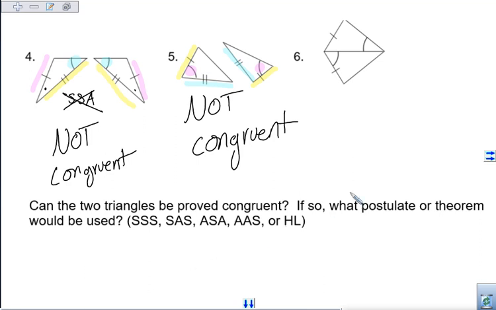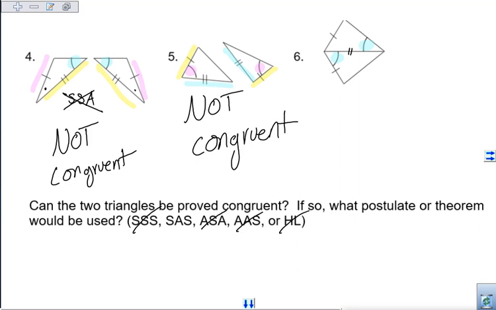Number 6. Is there anything else we need to mark? We need to mark that middle line congruent to itself. And how many angle pairs do we have? One set. So that means, again, we don't have side, side, side, angle, side, angle, angle, angle, side, and we don't have a right angle, so it's not hypotenuse leg.